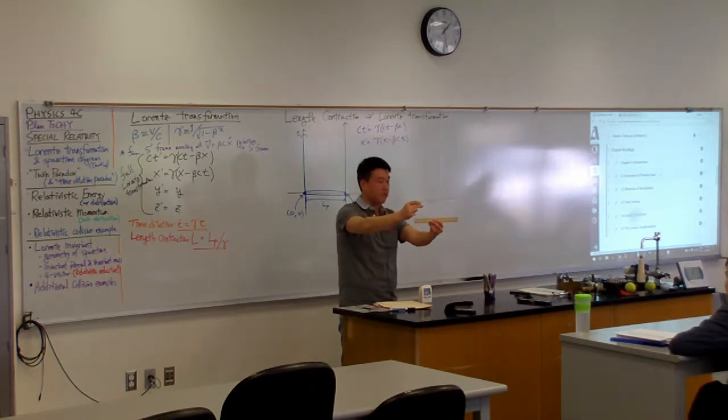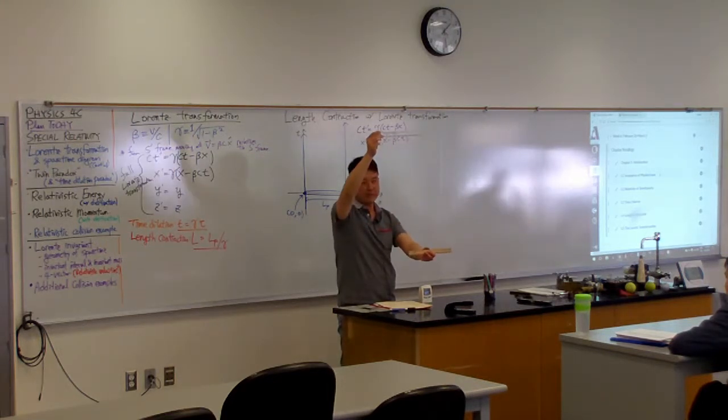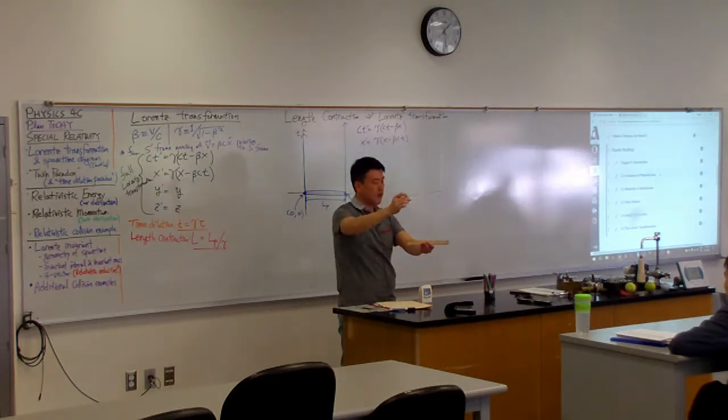This is the question I'm asking. Which ruler would you find to be shorter? Would you find this ruler to be shorter or this ruler to be shorter? A or B? How many say A? Okay, how many say B? Okay, so Kian, why would you think B might be shorter? Your reference frame is the one that's moving?